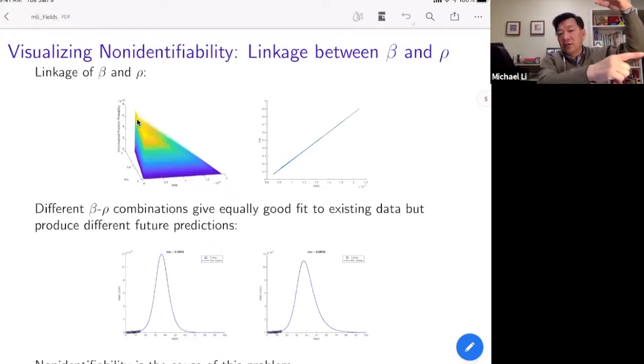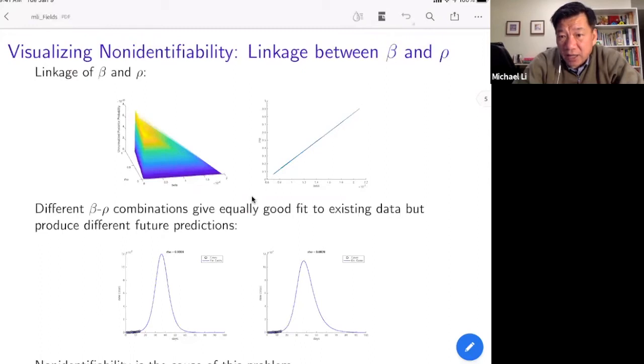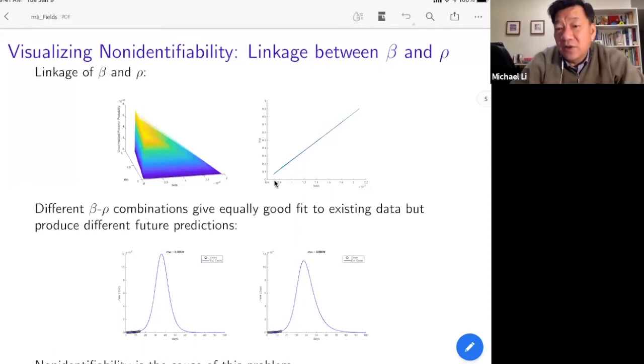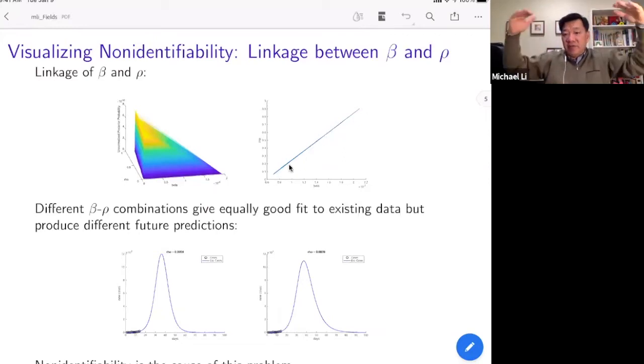And if you look at the corresponding parameters on the plane which gave you the maximum likelihood, you project this down onto the beta-rho plane, and you get almost a straight line. Every point on this line is a pair of beta and rho that gives you the same maximum likelihood. But the worst thing is, you pick two different pairs, and then you simulate and do the projection, and you get different projections. All the pairs on this line give you the same best fitting, but they produce different projections.